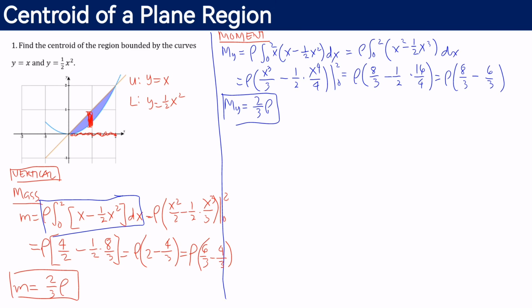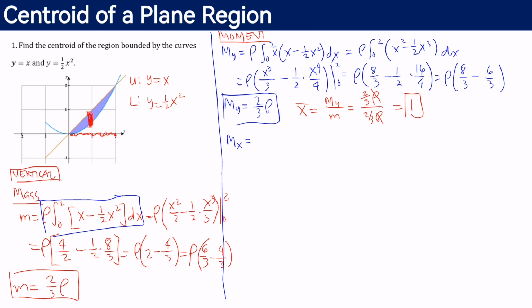With this information, we are now ready to find the x-coordinate of the centroid, which is just the moment with respect to y divided by the mass. The moment is 2/3 rho, divided by the mass, which is 2/3 rho. So the x-coordinate is 1. Now, let's proceed to finding the moment with respect to the x-axis.